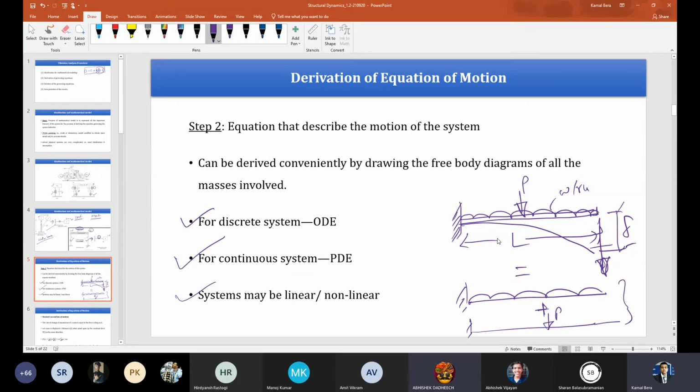Yes, sir. So this thing is valid only for the linear system, not for the non-linear system. This is called the principle of superposition, right? So this principle of superposition is valid only for the linear system.